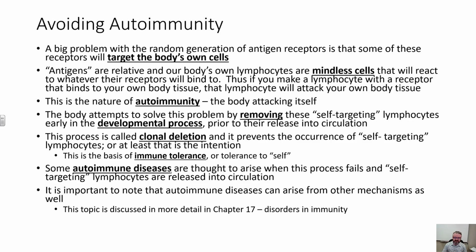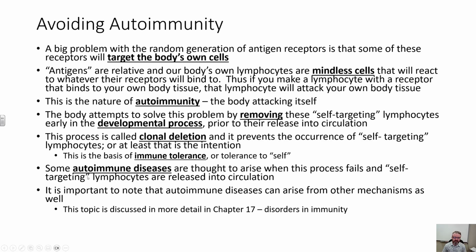Now, if that does not work properly, then you could end up releasing cells into the body that target your own tissue, and that could lead to autoimmune diseases. So some of these autoimmune diseases are thought to arise when this process fails. It's important to note that there are other ways that autoimmunity occurs. While this is one way, failure to remove the self-targeting cell, there are actually many other ways that autoimmunity occurs in addition to this. But that's kind of an insight to the complexity here.